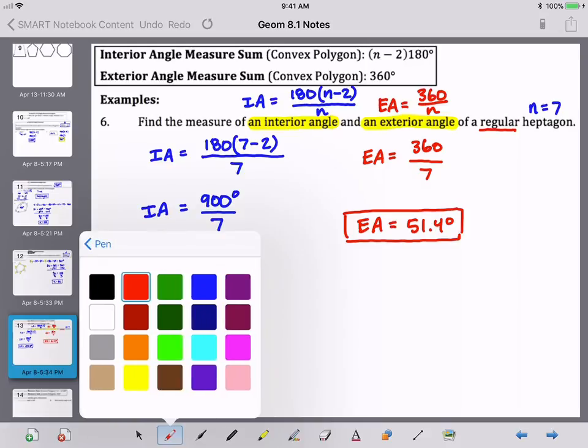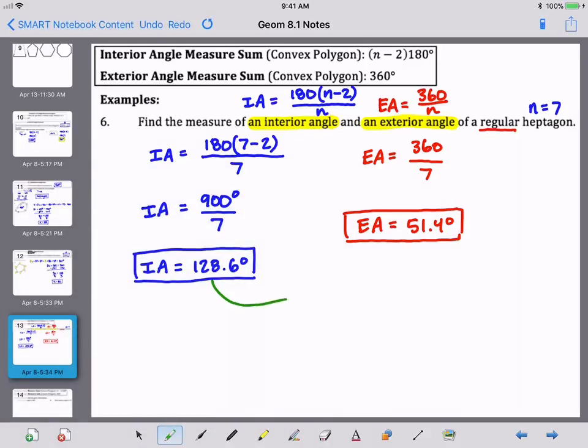And fun fact, look at these two. If you add up the interior and the exterior angle, 128.6 degrees plus 51.4 degrees, notice you get 180 degrees. So that's a nice way for you to check if your answer is correct. They should always add up to 180 when you're dealing with one interior and one exterior angle.